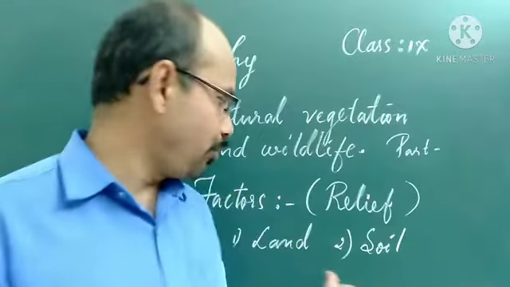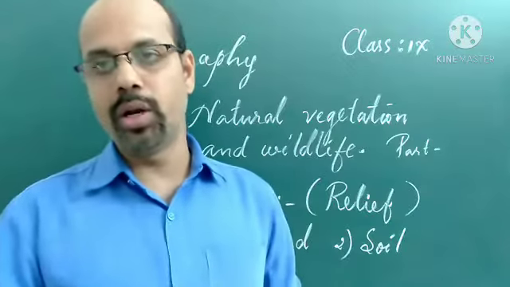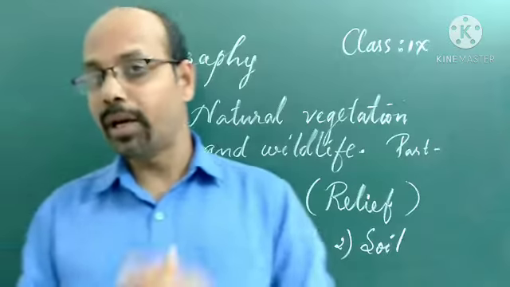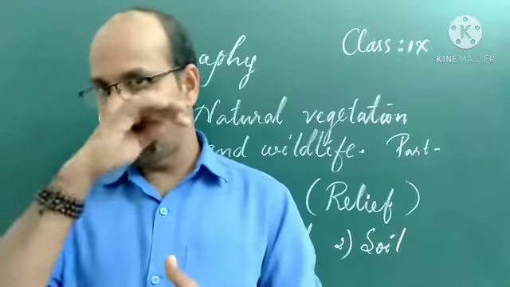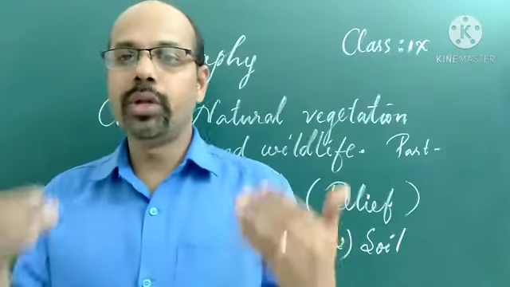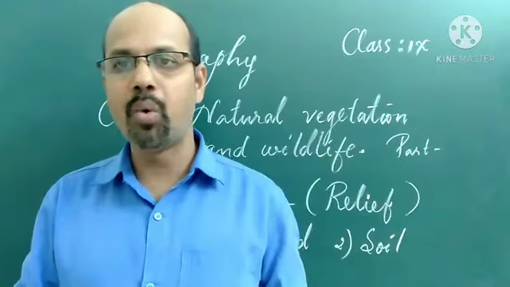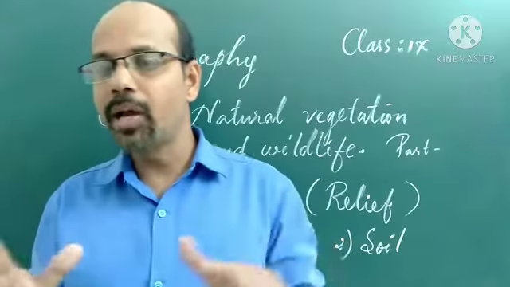One thing in relief also, we know that it is divided into land and soil. So land is one important factor. Land affects the natural vegetation directly and indirectly also. How do you know that we cannot expect the same type of vegetation in mountainous regions, plateaus and plains, or in dry or wet regions?